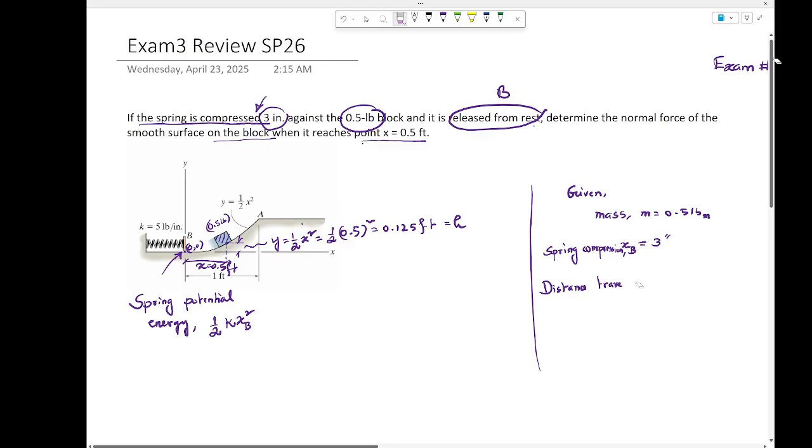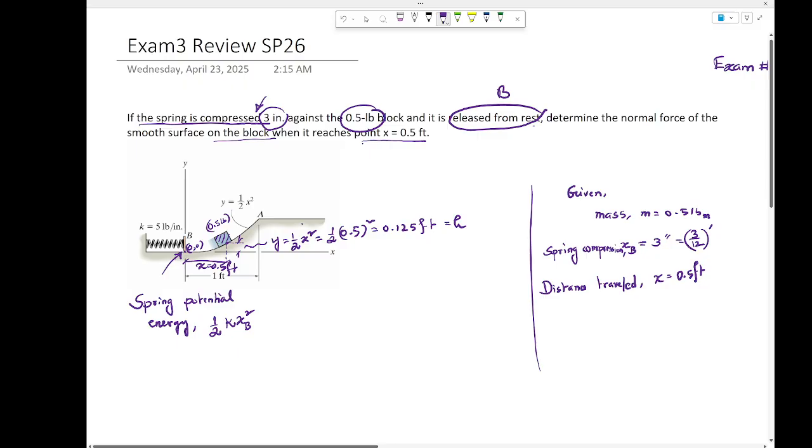I think I put 2L. It should be 1L, right? Distance traveled x is 0.5 feet. So there's a difference. Like, I had the 3-inch before. You actually should be dividing this by 12 to get it in feet, right?